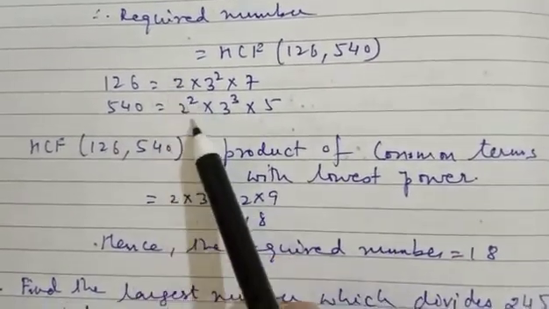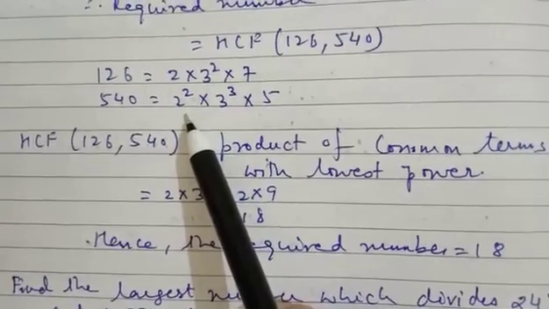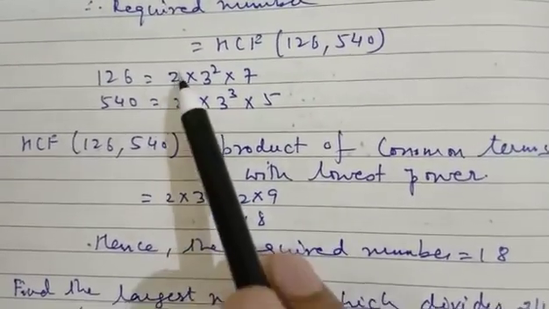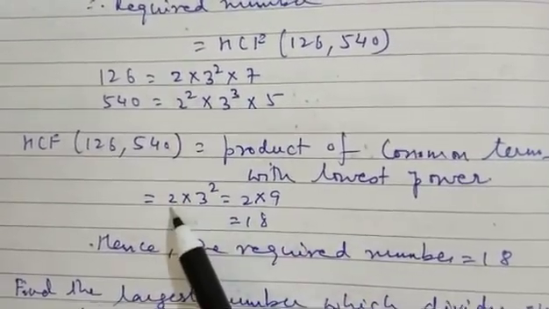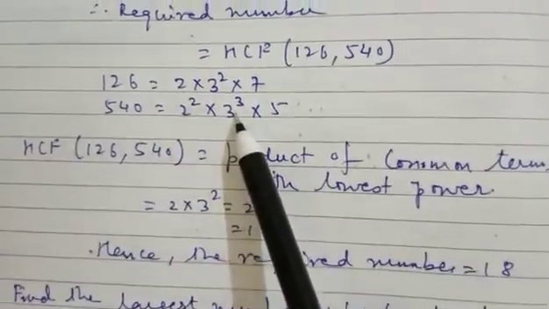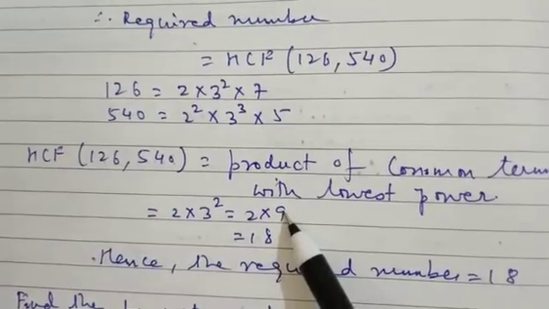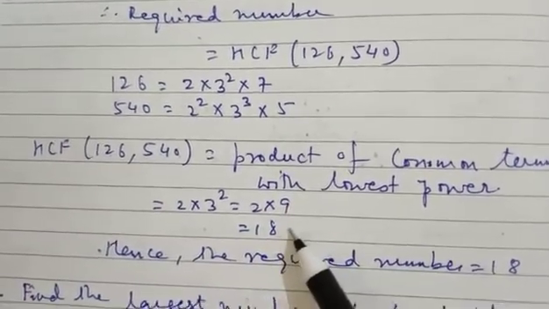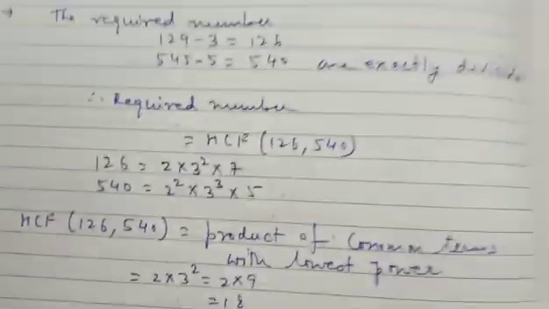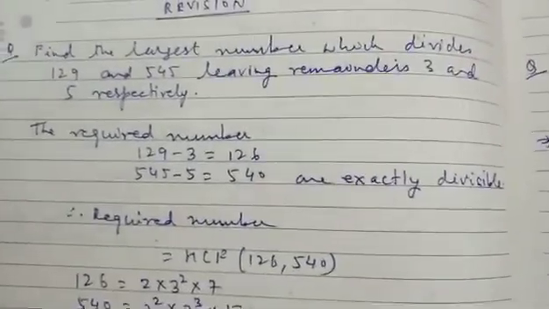So we will look for the common number. The common number is 2. We will go for its lowest power, that is 2 power 1. The common factor is 3 and its lowest power is 3 power 2, and so the required number will be coming as 18. So this is the first pattern of the question which I am going to explain today.